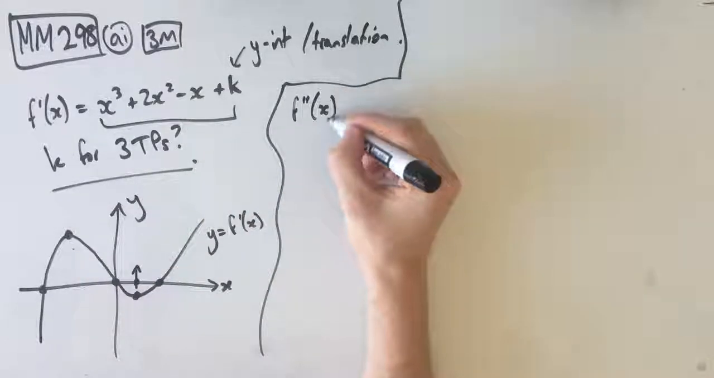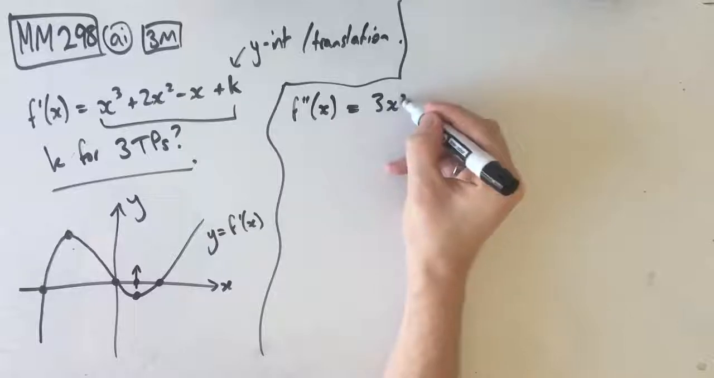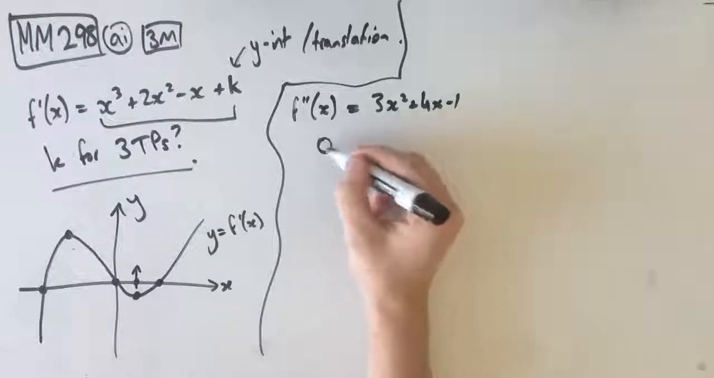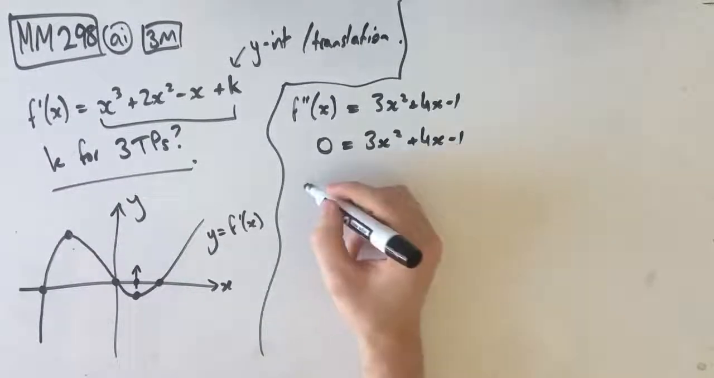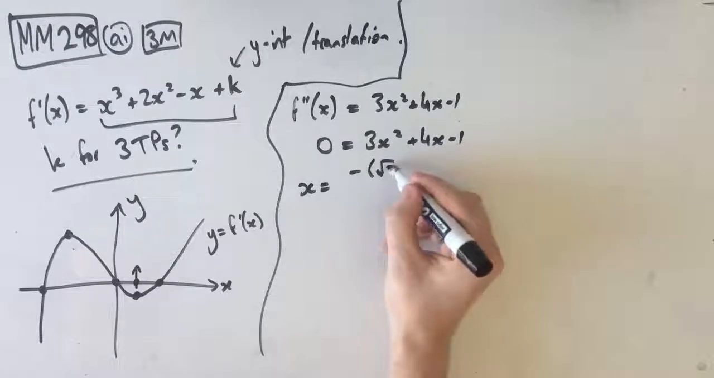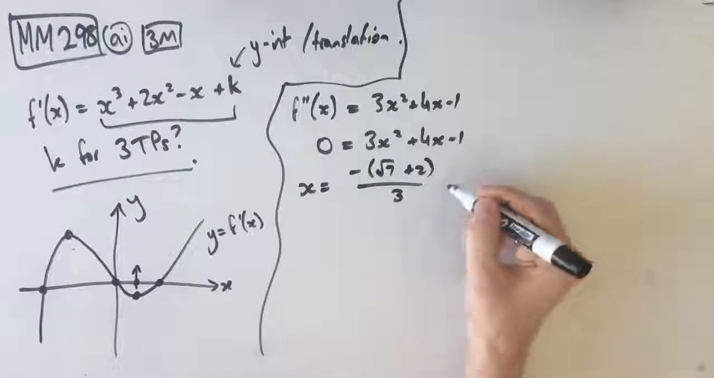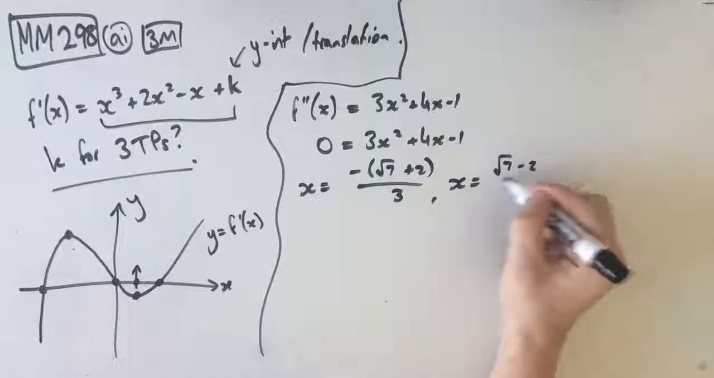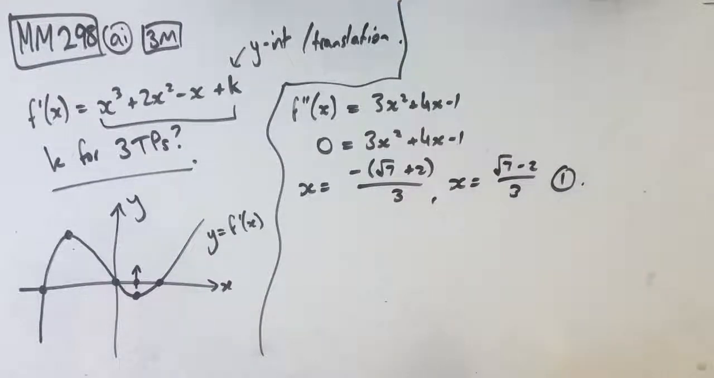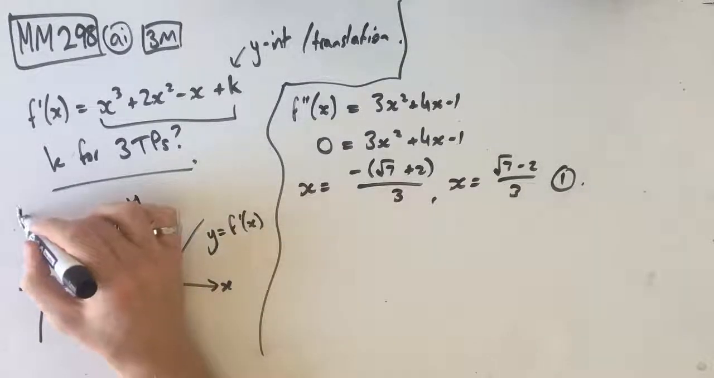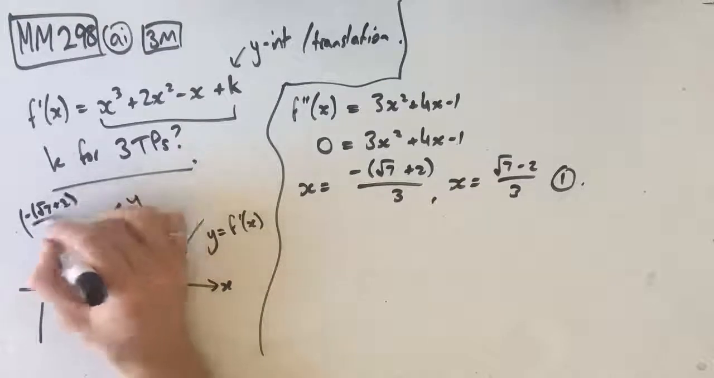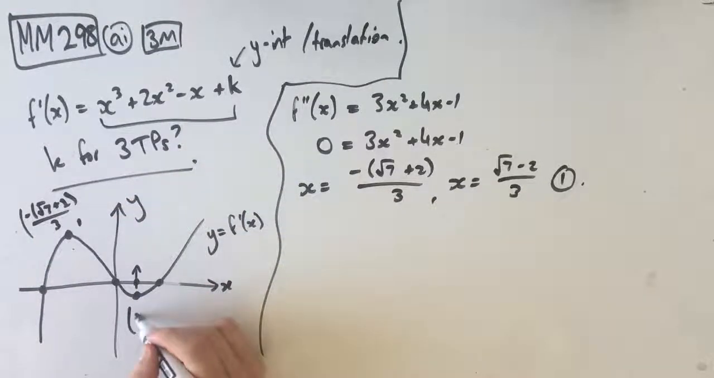So that's our f double dash of x, which is equal to 3x squared plus 4x take 1. And we know that that is going to equal 0 because that's where our turning points are going to occur on our derivative graph. According to our CAS, that means that x is equal to negative root 7 plus 2 over 3, and x equals root 7 take 2 over 3. That's our first mark, okay? So our first turning point here occurs at negative root 7 plus 2 over 3, and this occurs at root 7 minus 2 over 3. Awesome. We don't know our y values yet, but we'll come to that now.